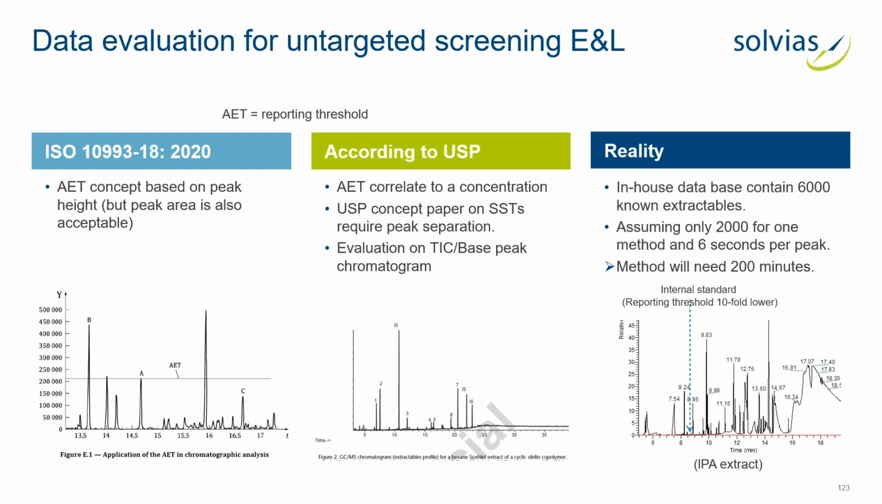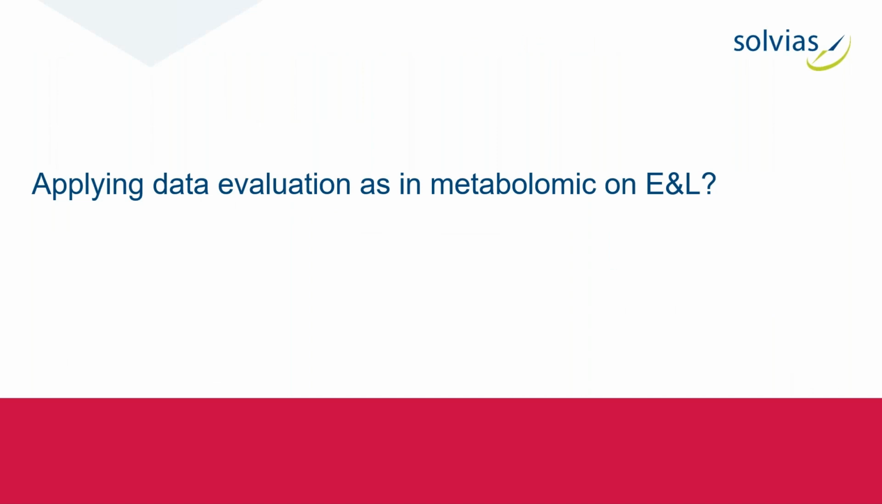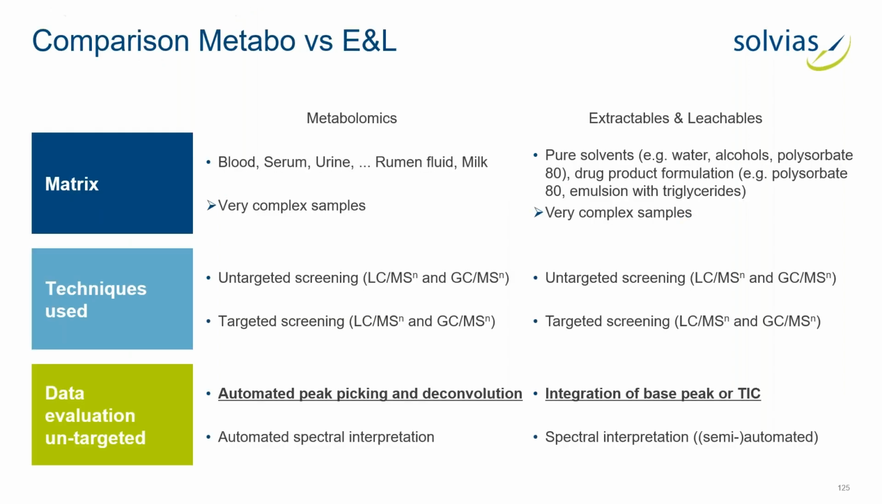So the question is, maybe we can learn something from metabolomics. So let's see what is the difference, what is the similarity between metabolomics and E&L. So I made a nice, beautiful comparison. In metabolomics, you have complex samples. Milk is very complex, it's full of fats that you don't need, and sugars. It's only disturbing for the metabolomic analysis. Blood, urine, they're also not very kind matrices, and human fluid. You even have some pieces of grass inside, so it's also difficult to analyze.